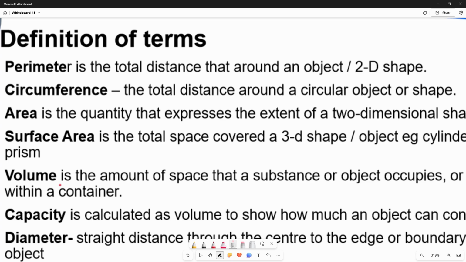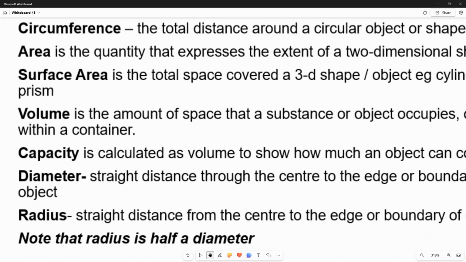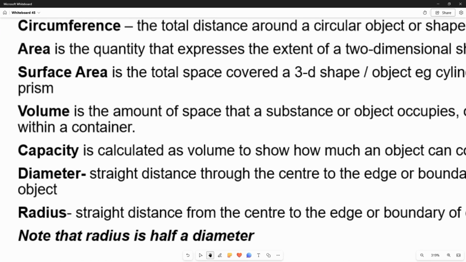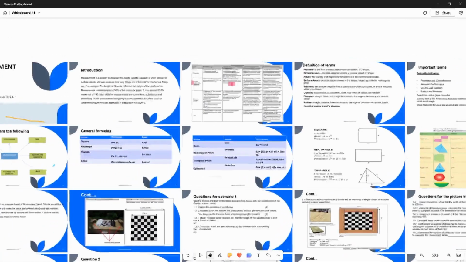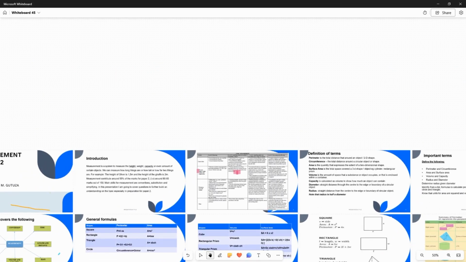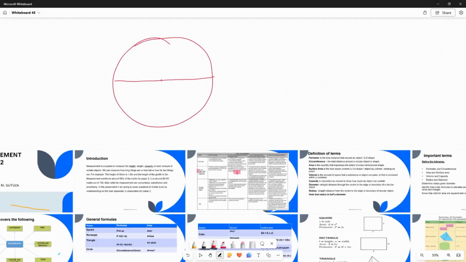Then the other important term we use is diameter. If you look at a circle, let me try to draw a circle. If we look at a circle like this, the line which runs across the center, that line is a diameter. I'm trying to draw a small circle here. So you can see this line which runs from one end to another end through the center is what we call a diameter.